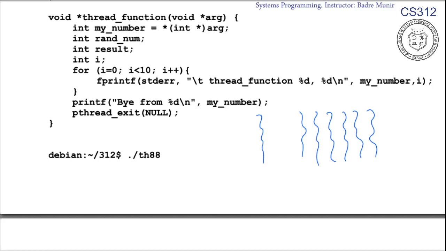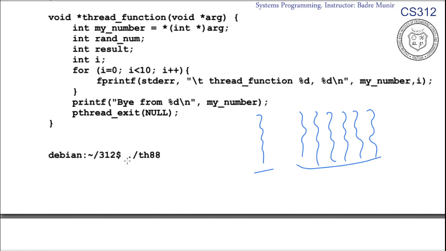Let's have a look at the output of this program. In this program we have 7 threads. There is the main thread, and these are the 6 additional threads that have been formed. The function thread function is going to execute independently with a separate copy in all the 6 threads.